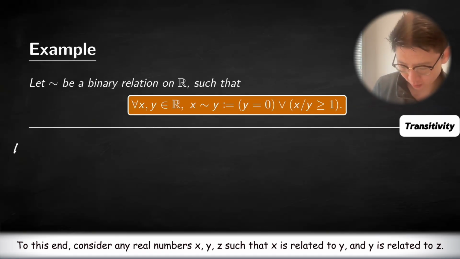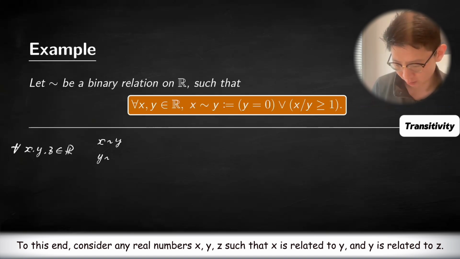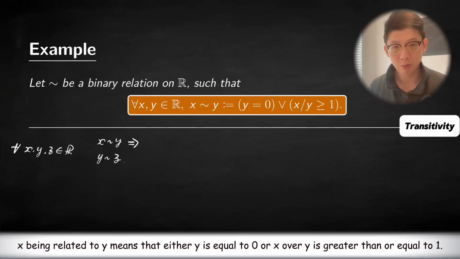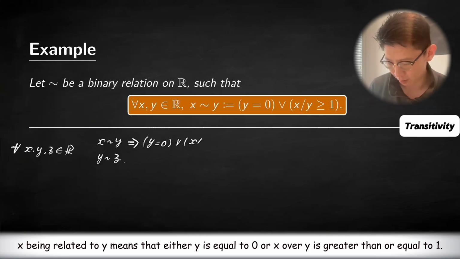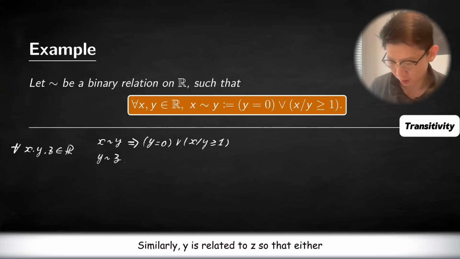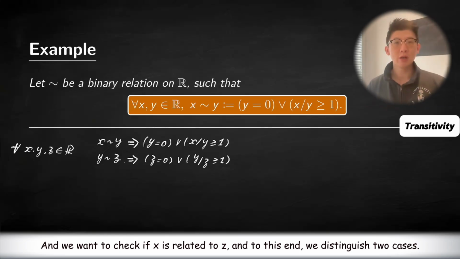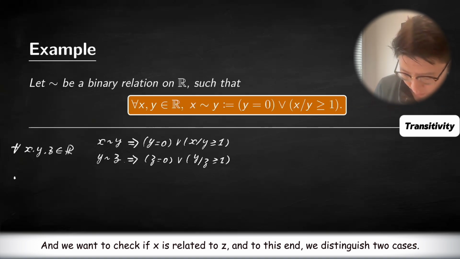To this end, consider any real numbers x, y, z such that x is related to y and y is related to z. Now, by the definition, x being related to y means that either y is equal to 0 or x over y is greater than or equal to 1. Similarly, y is related to z so that either z vanishes or y over z is greater than or equal to 1. And we want to check if x is related to z, and to this end we distinguish two cases.